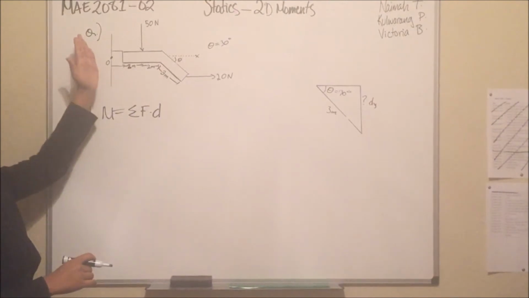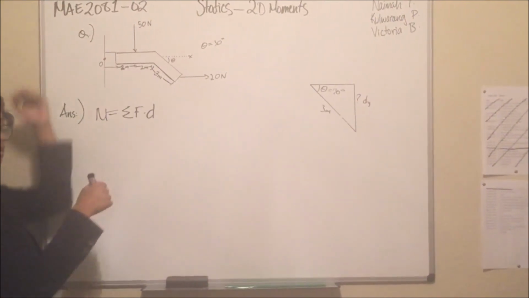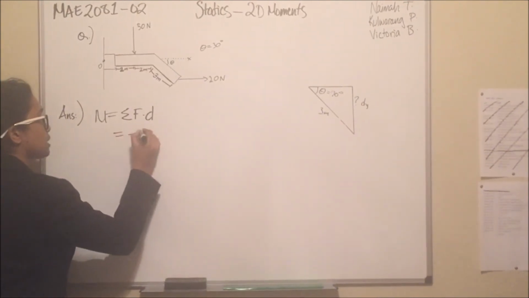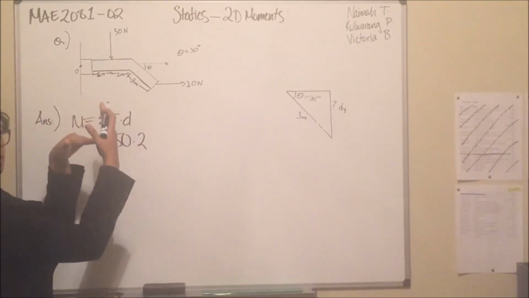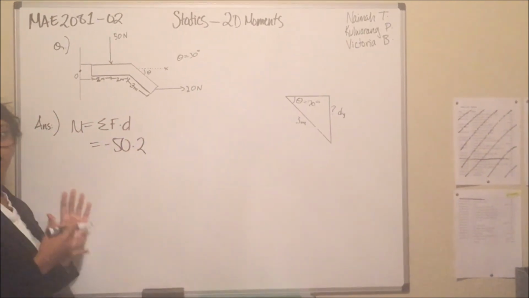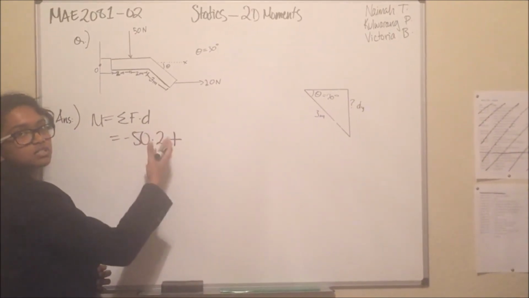So going out from O, the first thing that we encounter is this 50 Newton force going downwards. Since this is going down, this is going to be minus 50 times the distance, which is 2. Since they are perpendicular to each other, we don't have to worry about any angles or anything else. The next thing that we do, we have to add them since it's a sum of all forces.